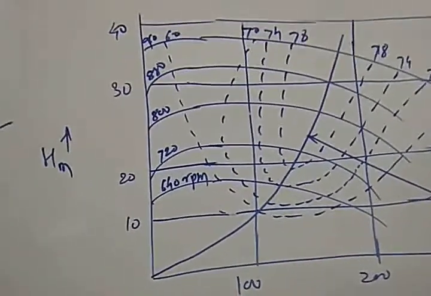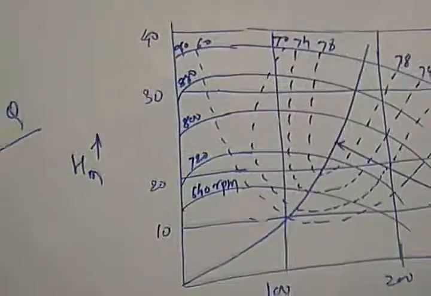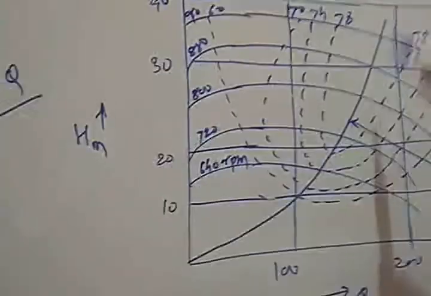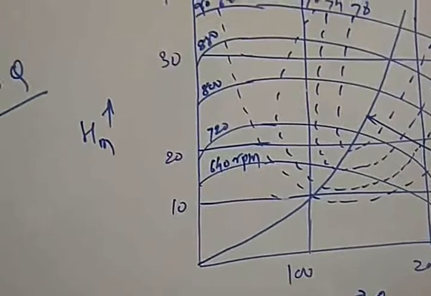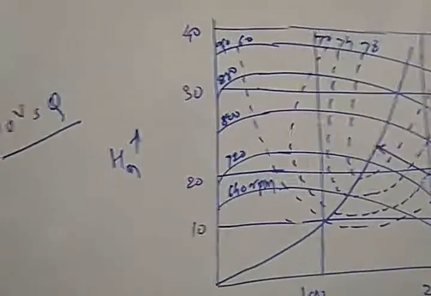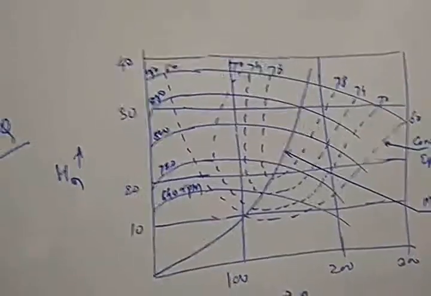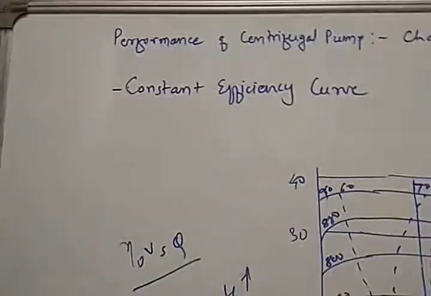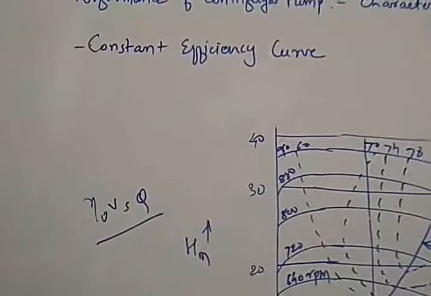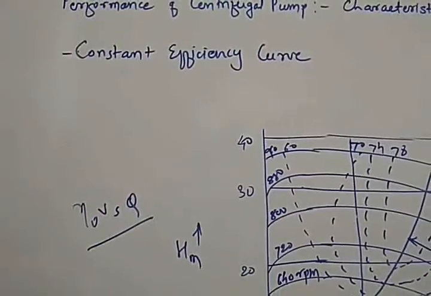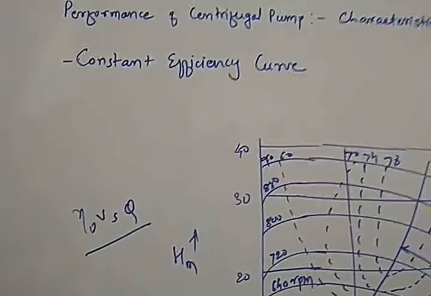From these curves the line for maximum efficiency will be obtained. So this is the maximum efficiency line. This gives the range of operation of the pump with a particular efficiency. So for a particular efficiency, what is the range of the pump that we can get with the help of the constant efficiency curve. The next is the constant head and constant discharge curve.